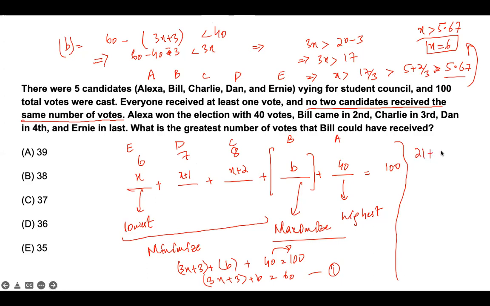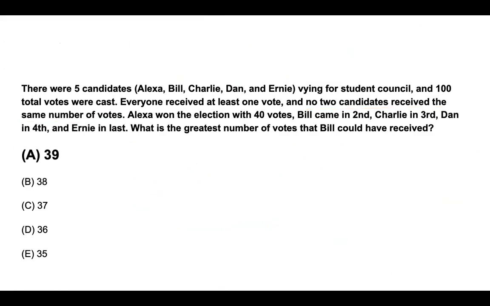21 plus b is equal to 60, because 40 moves to the right side and this becomes 60. So based on this, b is equal to 60 minus 21, and b is equal to 39. That's why the answer to this is option A. This is the answer for this question, which is 39.